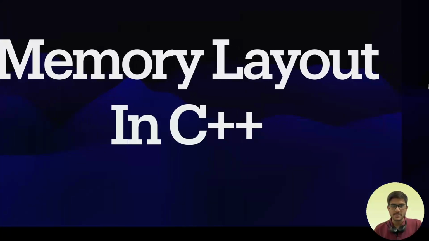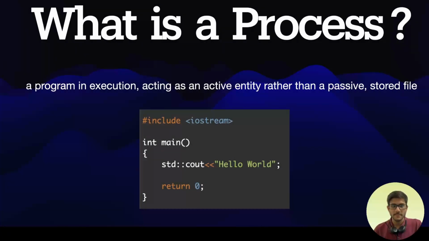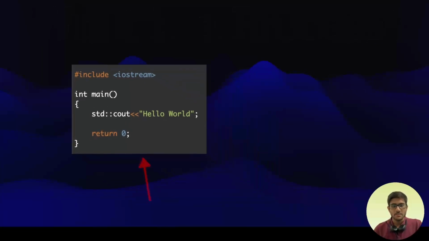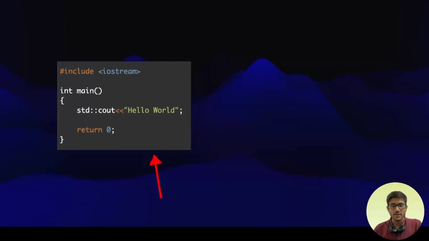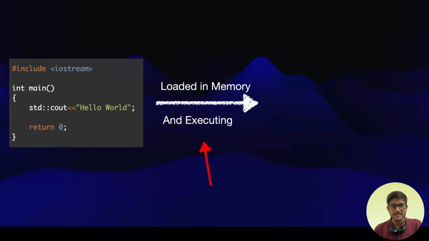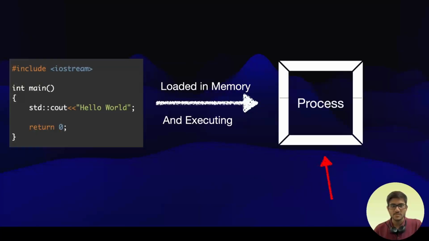It is the process. A process consumes memory, and a process is nothing but a program which is acting as an active entity rather than a passive stored file. So a process is nothing but a program which is executing. When a program is loaded into memory and it is executing, it becomes a process. And a process consumes memory since it is loaded in the memory.